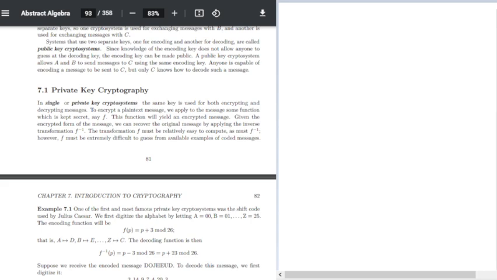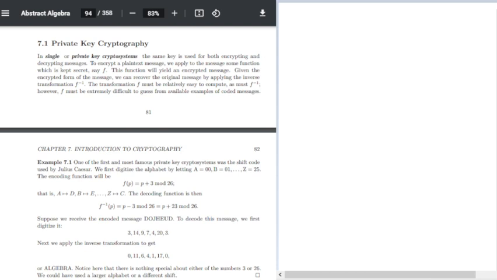Systems that use two separate keys, one for encoding and another for decoding, are called public key crypto systems. Since knowledge of the encoding key does not allow anyone to guess at the decoding key, the encoding key can be made public. A public key crypto system allows A and B to send messages to C using the same encoding key. Anyone is capable of encoding a message to be sent to C, but only C knows how to decode such a message.